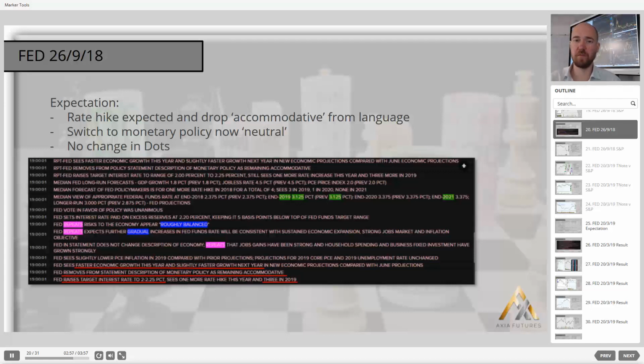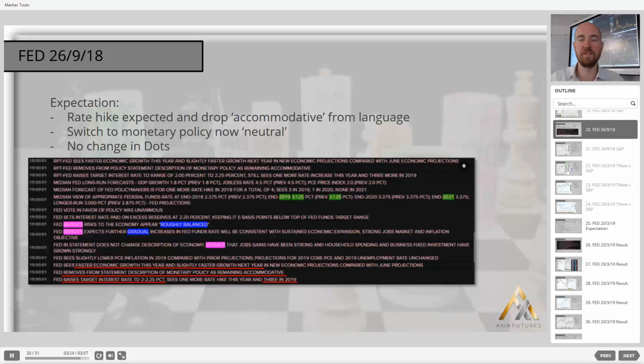Now, looking at the statement as it comes out, you can see that they raised rates. They removed the description of monetary policy as accommodative. However, they did not go as far as to introduce the reference to neutral. So what this means is you have a reasonably dovish outlook and an argument for the S&P to go higher on the basis that accommodative has been dropped and neutral is the likely next place to be going.